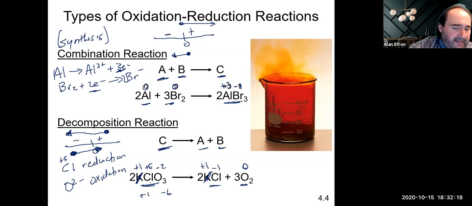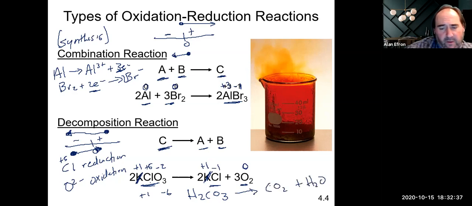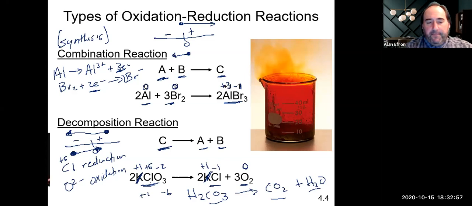So again, it is a decomposition reaction. It is also a redox reaction. We talked about a decomposition reaction when we were talking about carbonic acid with our double displacement reaction. That guy again breaks apart into CO2 plus some water as well. So, you know, one thing makes a couple of things over here. Another example of a decomposition reaction. So combination, put it together; decomposition, break it apart.